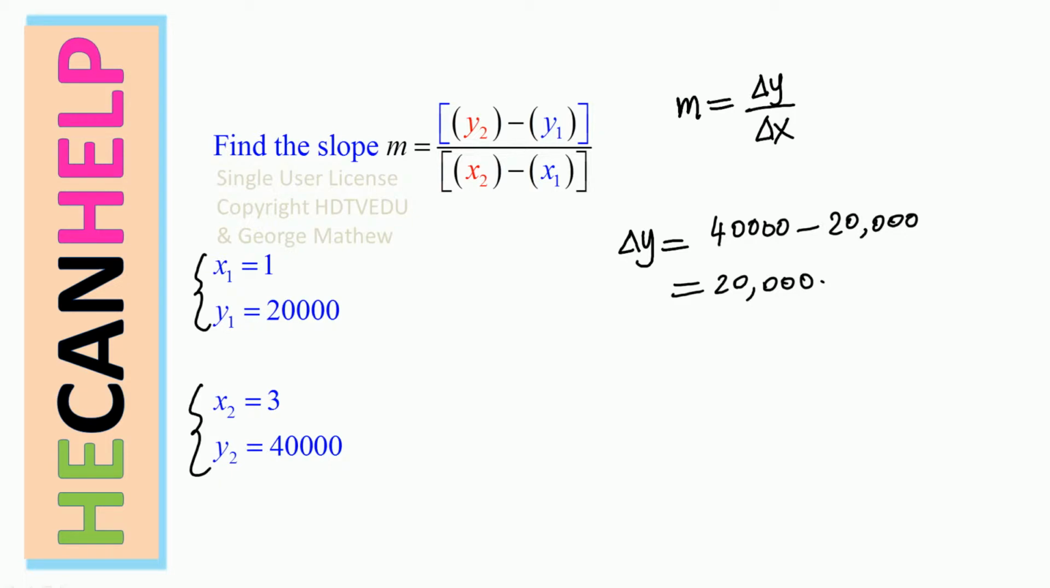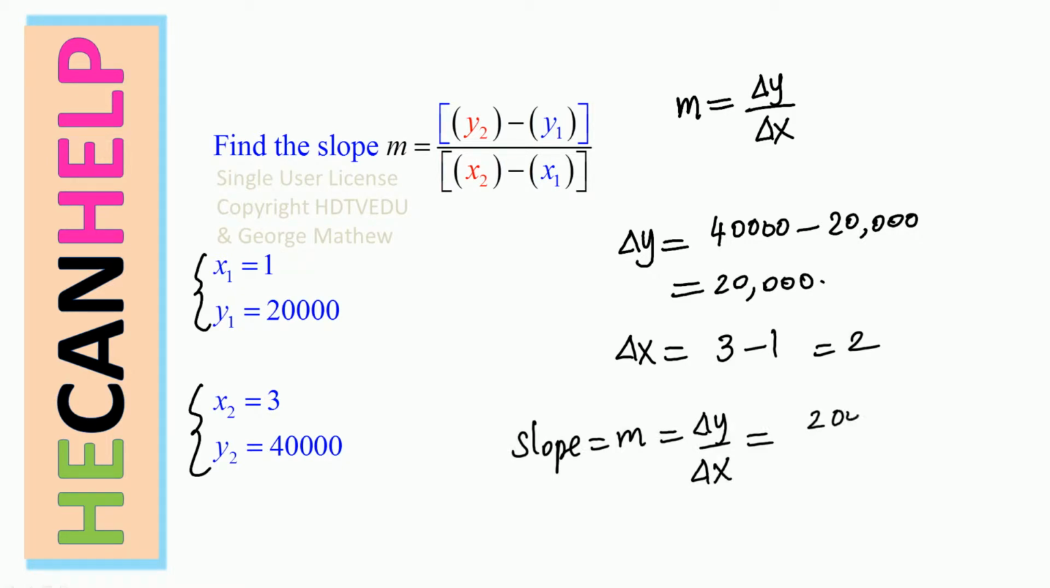To get the slope, we need change in y over change in x. So what is change in x? Year 3 minus year 1. So 3 minus 1, and that is 2. So what is our slope? And slope is m, and that is change in y over change in x. And that is 20,000 divided by 2. And that is 10,000.